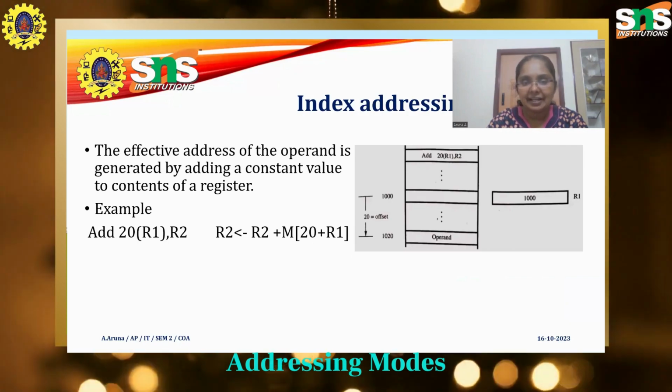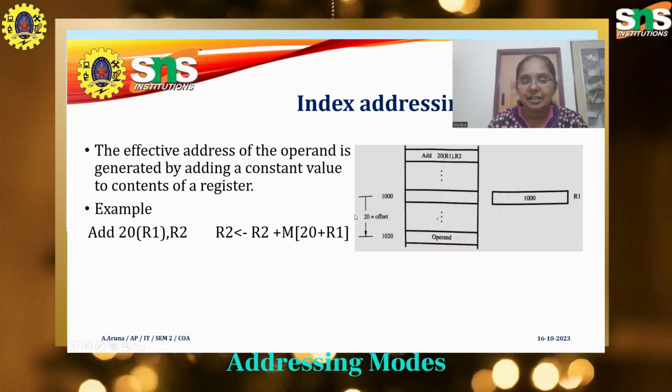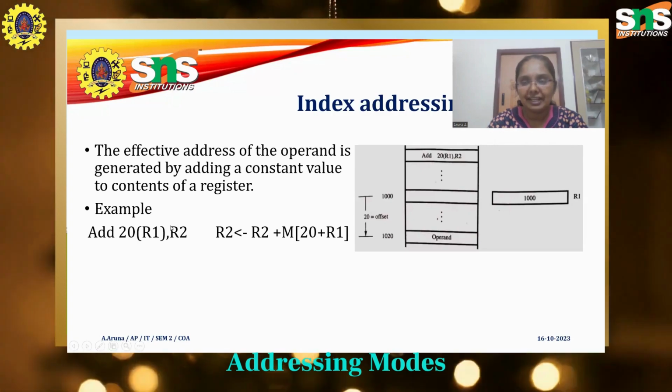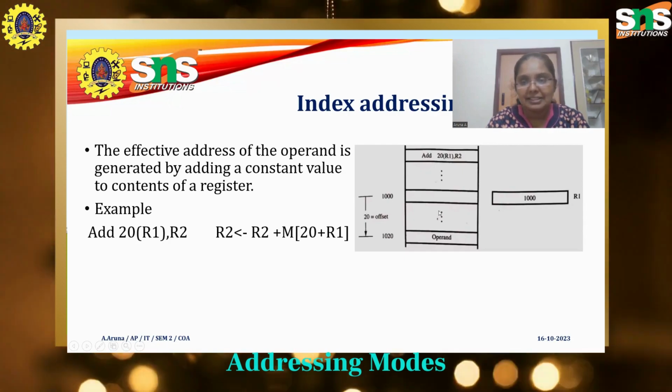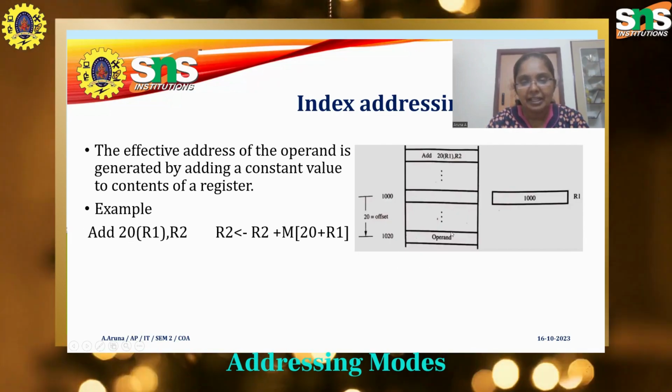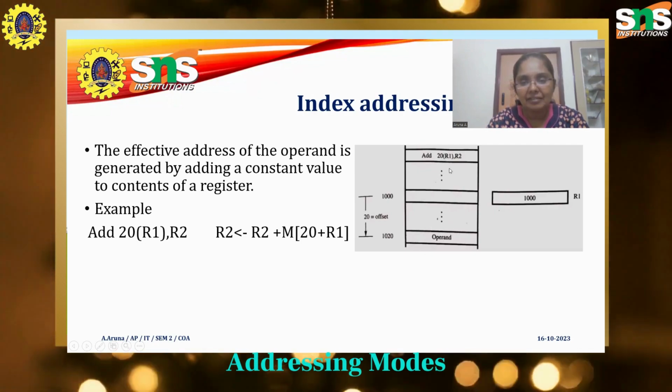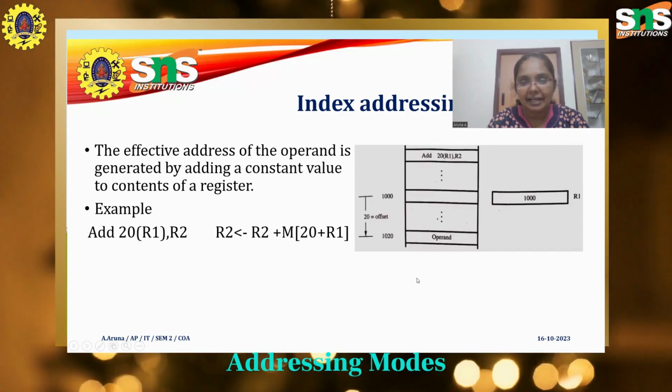The next one is the index addressing mode. Index can be used as an offset value. So this can be used instead of a pointer. So directly we have to locate the particular memory location, so we are going for an indexing address. This is generated by adding the constant value to the content of the register. For example, 20 of memory location R1, R2. This is nothing but R1 can contain 1000, meaning 1000 plus offset value 20. So the 1020 value that is present is to be added with R2 and stored in R2. So this can be called an index addressing mode.